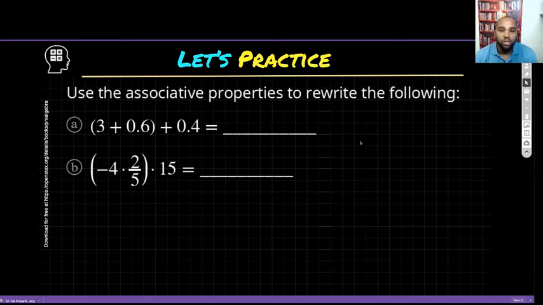All right, let's use the associative property to rewrite the following. All we're going to do is regroup them, right? So instead of grouping those first two, we're going to group the second two as follows. Bam. And here the same thing. Instead of grouping these two, we're going to group the other two.